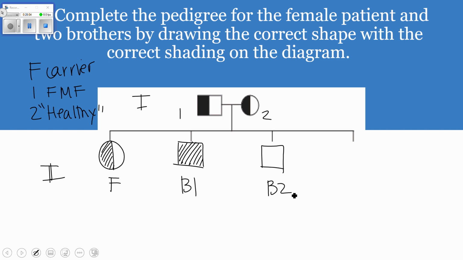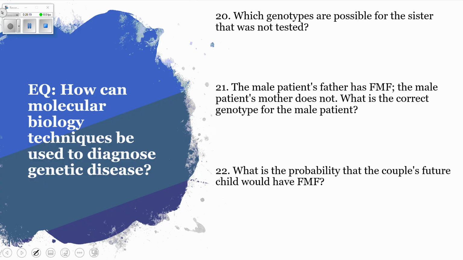And then finally, the one who does not have that allele at all, they only have the healthy alleles, they're not shaded in. Note there is this other sister. She's not tested, so we don't know what she is. The next question, though, goes on to kind of ask that. Which genotypes are possible for the sister?